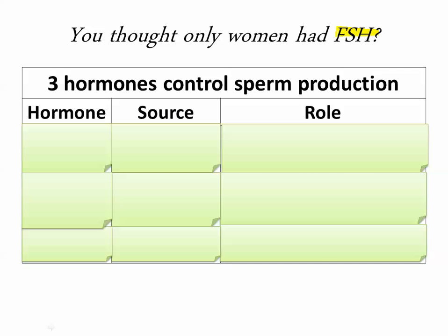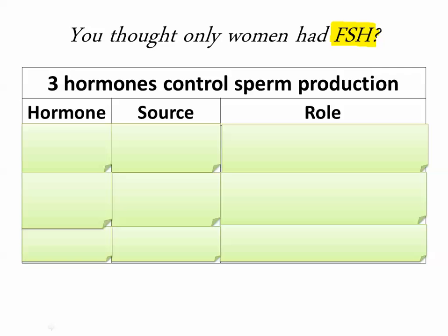FSH, if you recall, this is a hormone that's involved in the menstrual cycle. FSH stands for follicle stimulating hormone. It's produced by the pituitary gland, and it helps prepare an ovum for release. Turns out that these hormones, FSH and LH, that you thought were only in the menstrual cycle, are also important in men for helping to control sperm production.